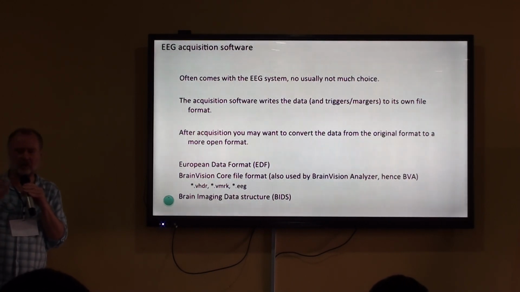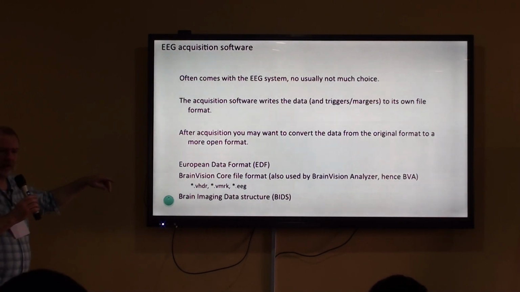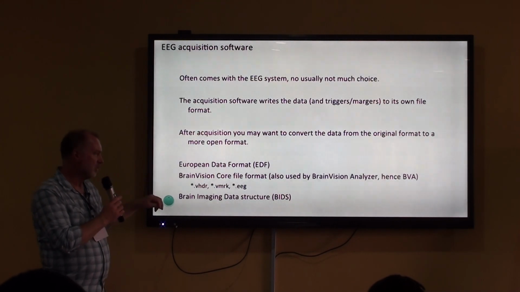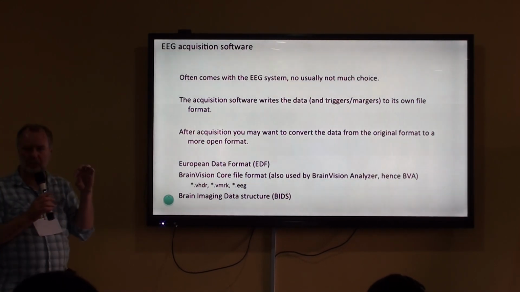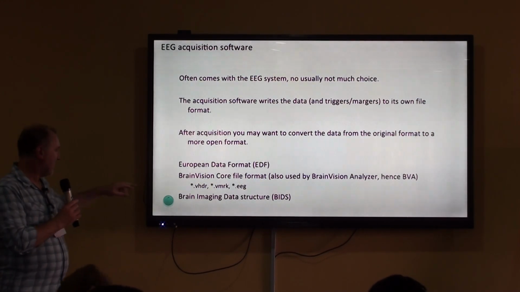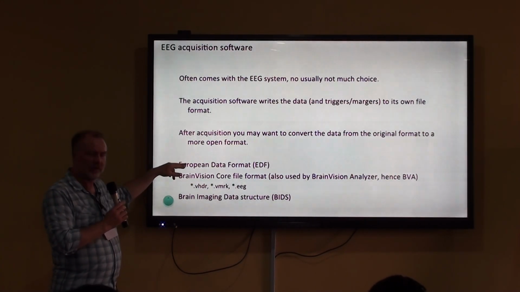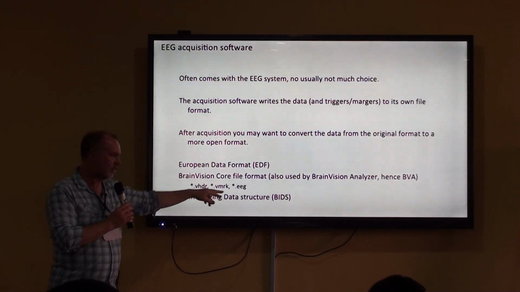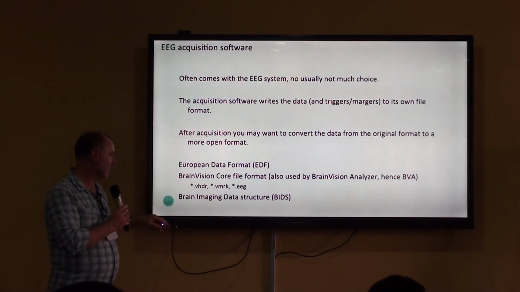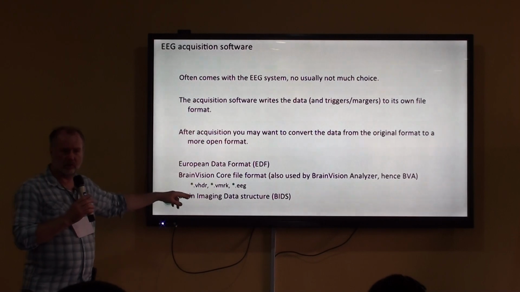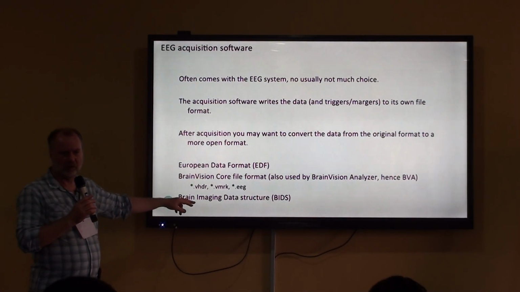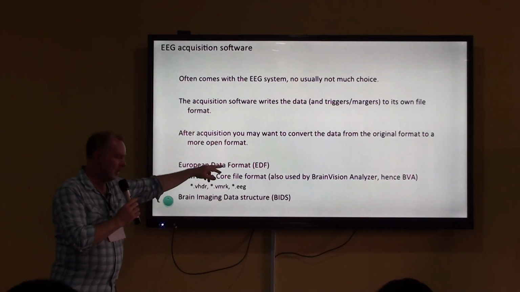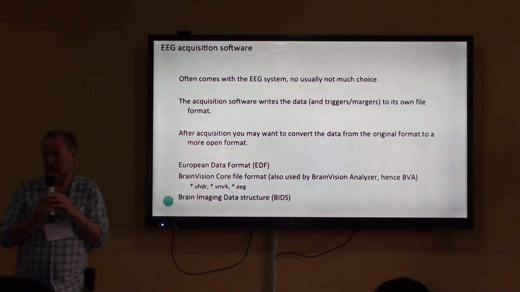And then the EDF can be used for the analysis using other software. Another format that we already encountered is the BrainVision file format. That is also used by BrainVision Analyzer, so that's why it's often abbreviated as the BVA format. And it consists of three files, with the header and the markers of the EEG. And ideally, what you want to do after acquisition is convert the data to the BIDS structure. Which means you can use this format or the EDF format, but that also adds metadata.